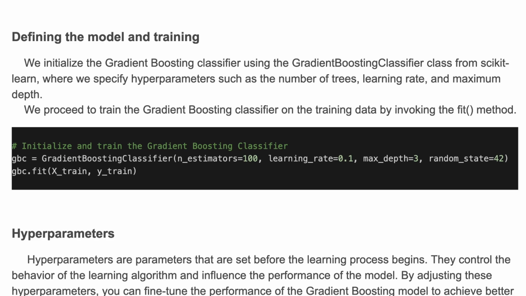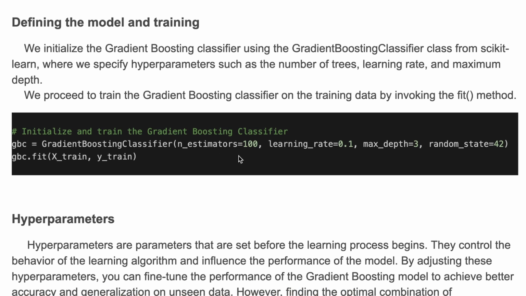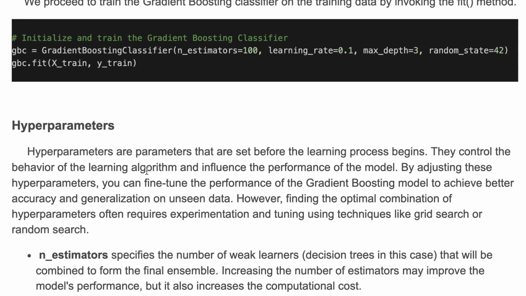We proceed to train the gradient boosting classifier on the training data by calling the fit method. Here we define the gradient boosting classifier with the number of estimators 100, learning rate 1.1, and max depth 3. And we fit the model with the training data.